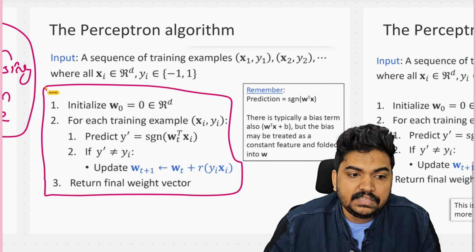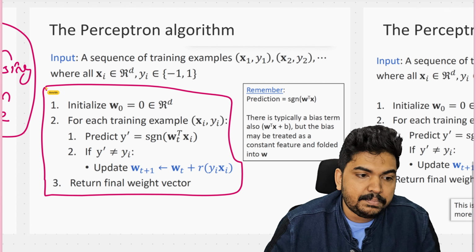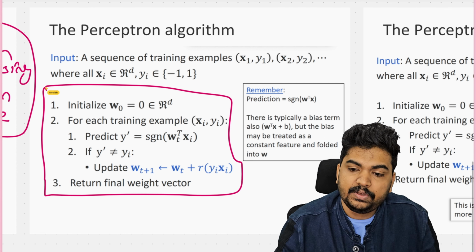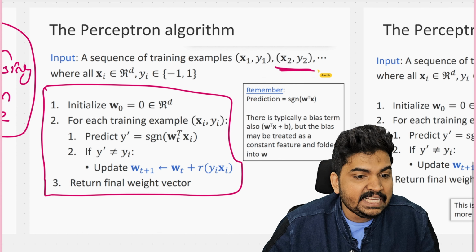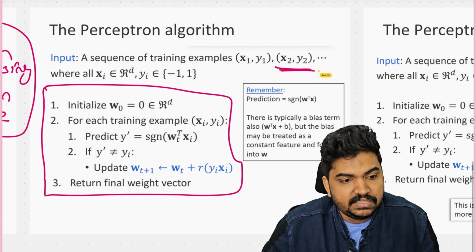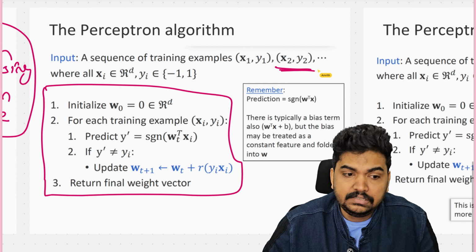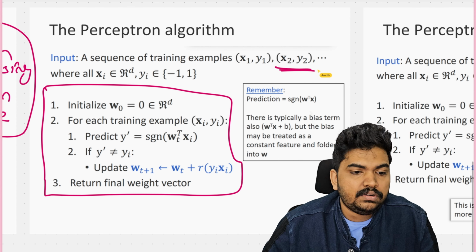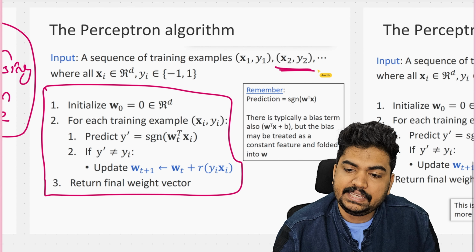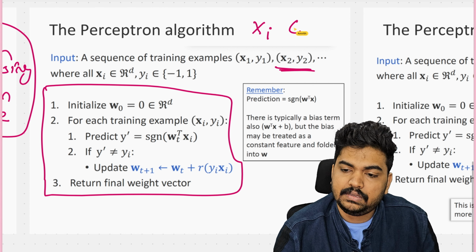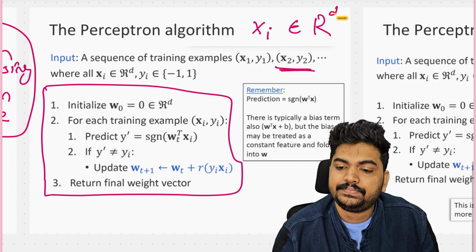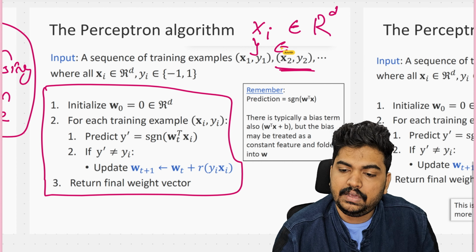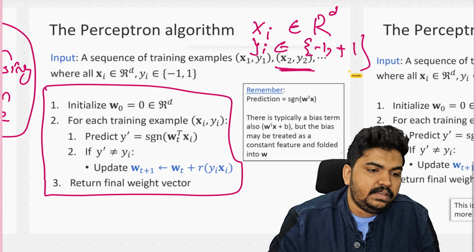Let's say the ith instance of the training example is represented as a tuple (xi, yi). Here again, remember that xi is the feature representation of the ith instance and it is a d-dimensional vector. yi is -1 or +1. So xi, which is in boldface, belongs to R^d, and yi belongs to {-1, +1}. It's a scalar label.